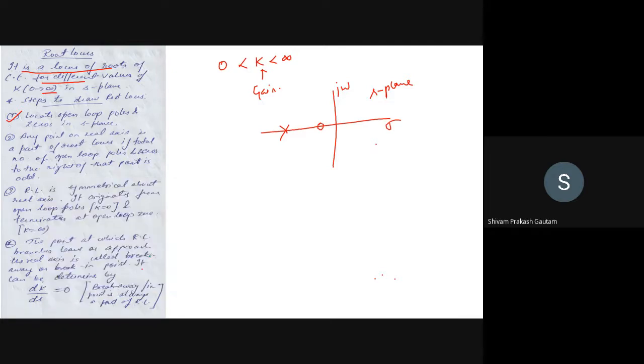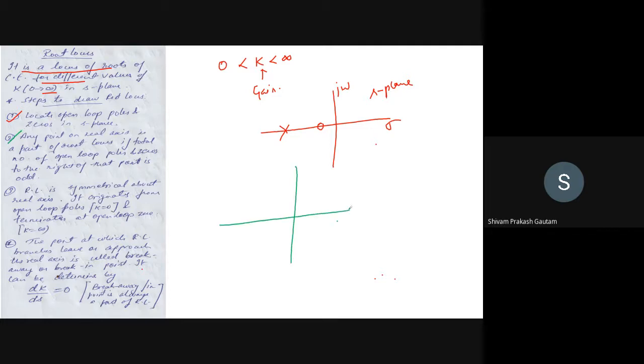Second step: any point on the real axis is a part of the root locus if the total number of open loop poles and zeros to the right of that point is odd. You can see, any point on the real axis is a part of the root locus if the total number of open loop poles and zeros to the right side of that point is odd. So what does this point say?